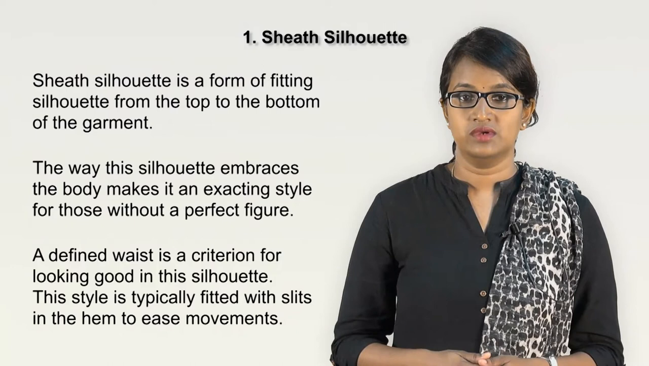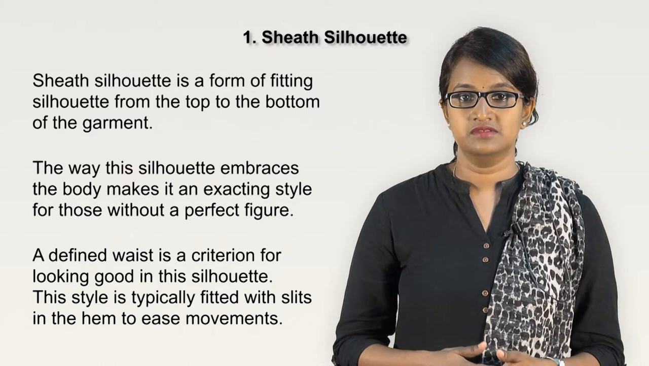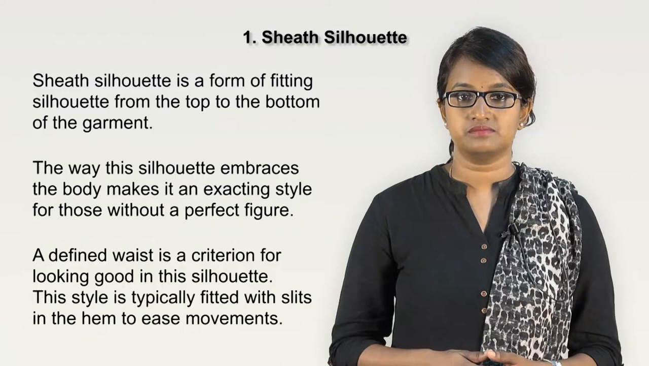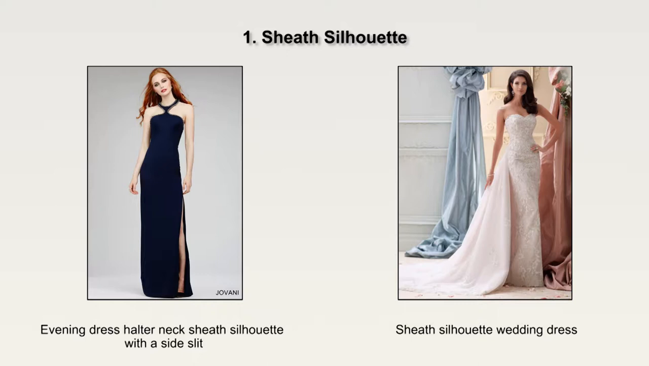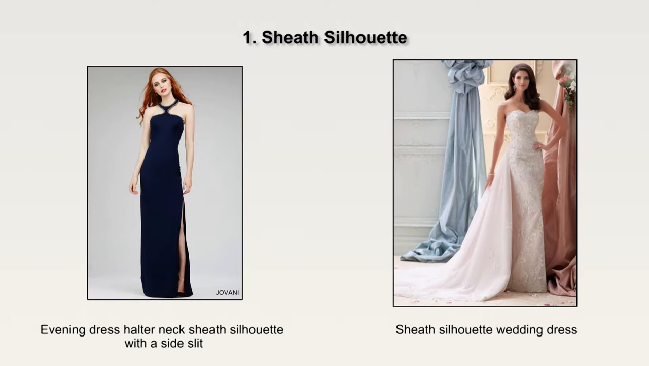Sheath dresses are prime examples of this silhouette. Fitted jeans and pencil skirts are all other examples of this silhouette. Let us have a look at some of the sheath silhouettes. On the left, what you see is a Giovanni evening dress, halter neck sheath silhouette with a side slit. On the right is a wedding dress in sheath silhouette.